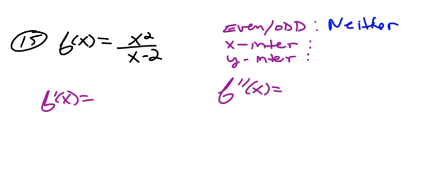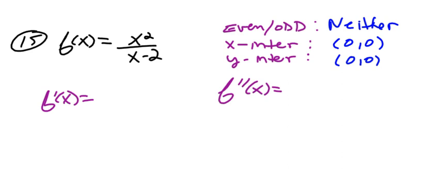If I want to find the x-intercepts, I plug in 0 for y and I solve for x, and I get the point (0, 0). If I find the y-intercepts, I'm plugging in 0 for x and I get (0, 0) also. So the only place that this graph is touching the x-axis is at (0, 0).